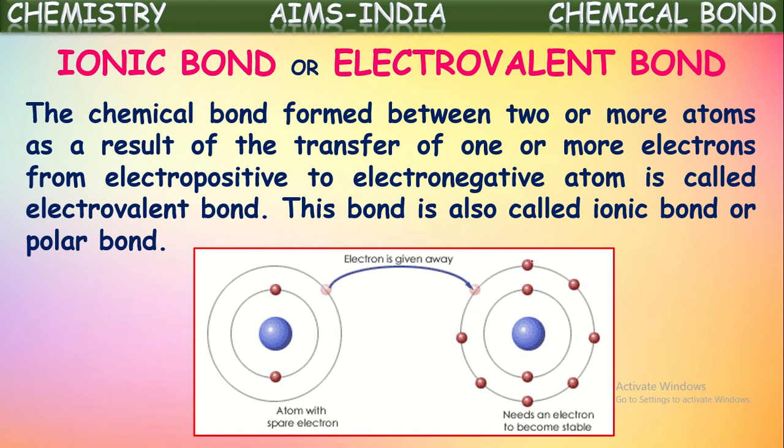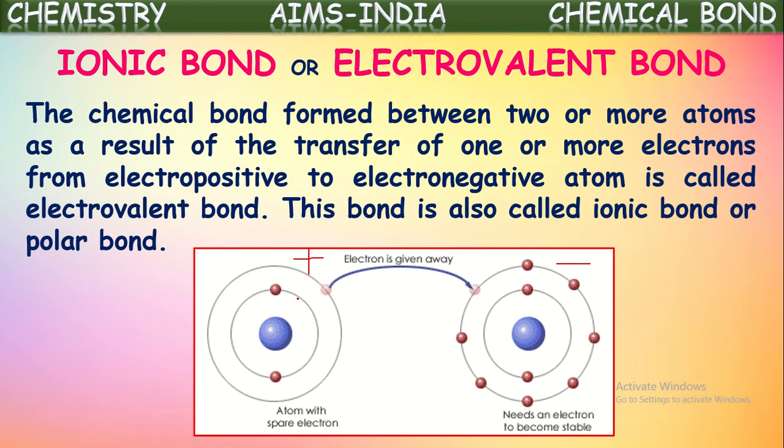By accepting this electron, it creates negative charge. It creates positive charge. Between these two oppositely charged ions, now attraction occurs. That attractive force we are calling as ionic bond or electrovalent bond.